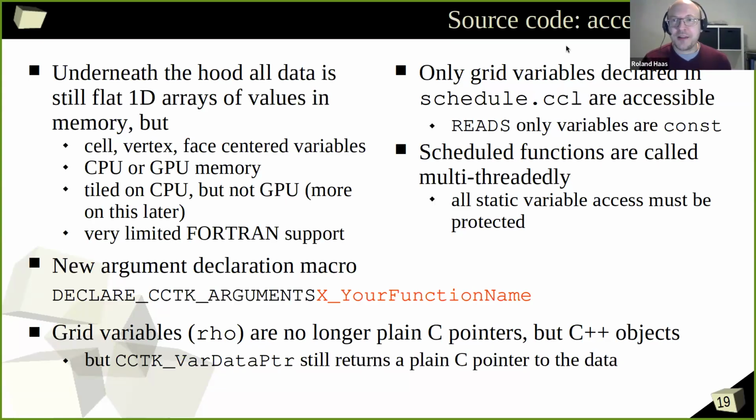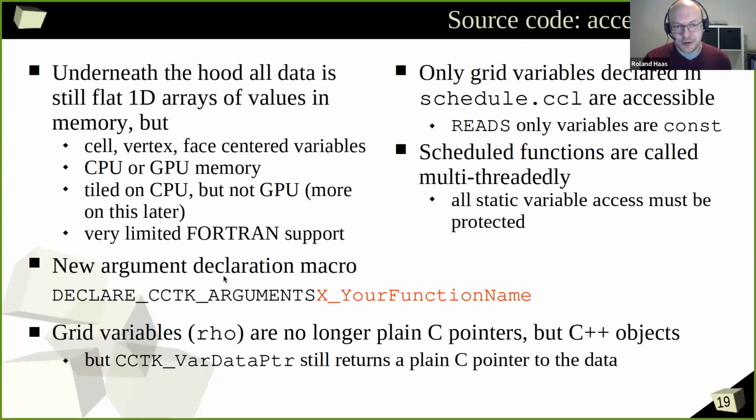Although this is my last couple of slides, they cover what changed on the source code level. So we change how data is accessed. Underneath the hood, everything is still a flat 1D array. Nothing has changed. But we now support vertex cells on the face and not variables. It can be on a GPU and a CPU. It could be tiled on a CPU, but not on a GPU. But there's also very limited Fortran support. So we need to change things a bit.